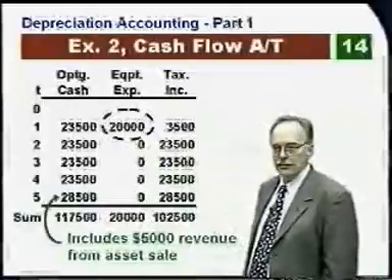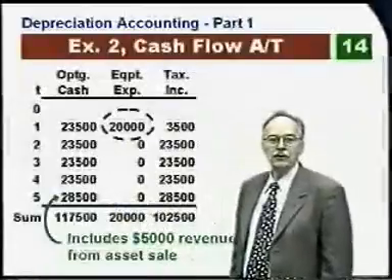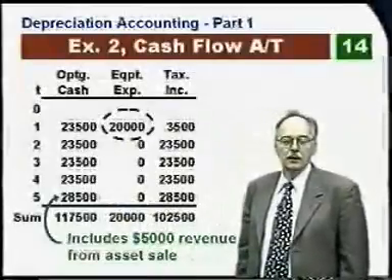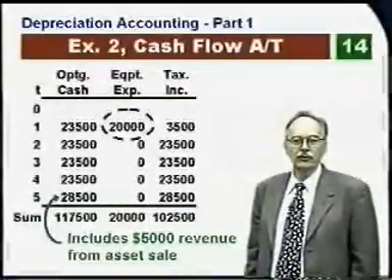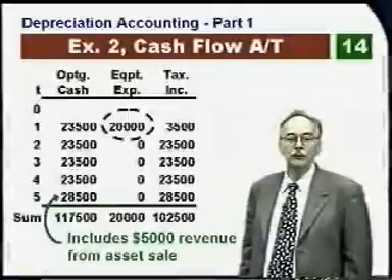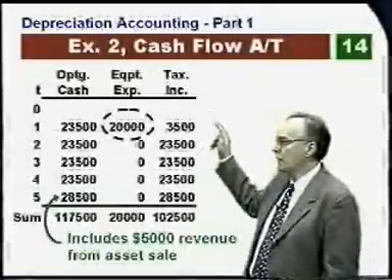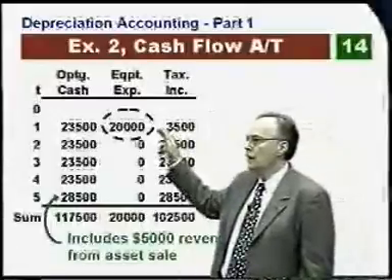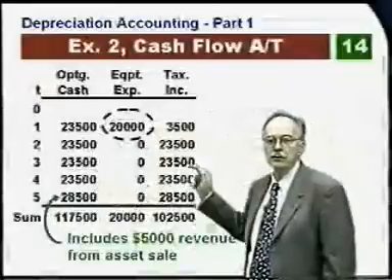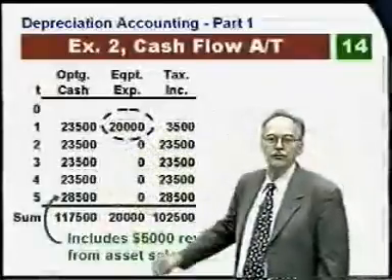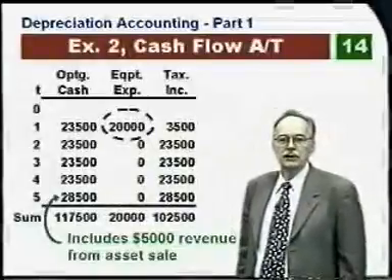And then at the end of the time period here, the last period 5, we have the $5,000 revenue from the asset sale. And in example 2, we have to include that $5,000 as revenue because we claimed all of the equipment as an expense in the first year. So in the third column, we have the taxable income, taking our operating cash, adjusting that by any equipment expense, subtracting $20,000 from $23,500 in the first year. In the other years, there's no such adjustment.